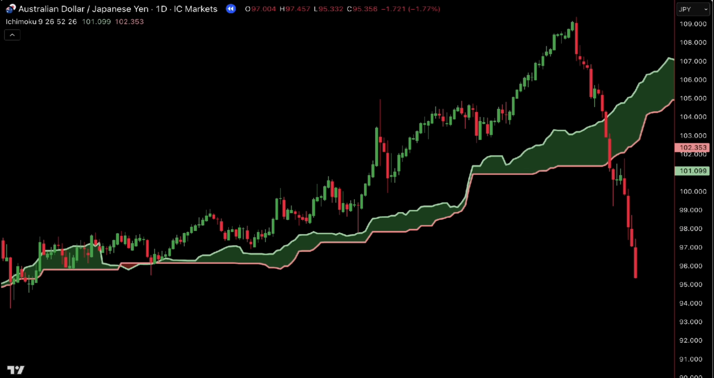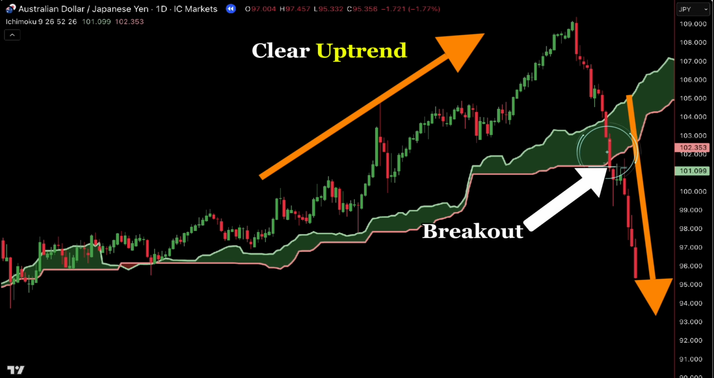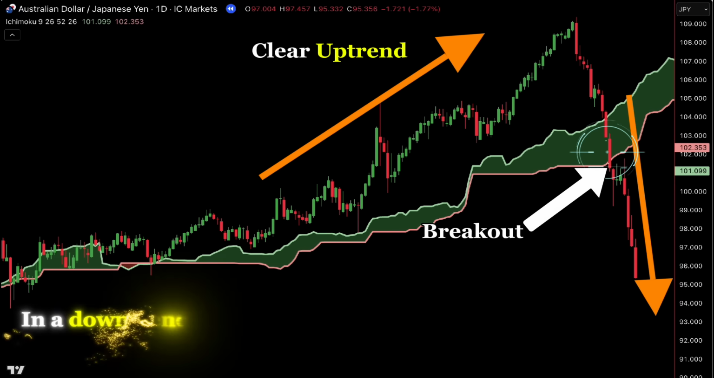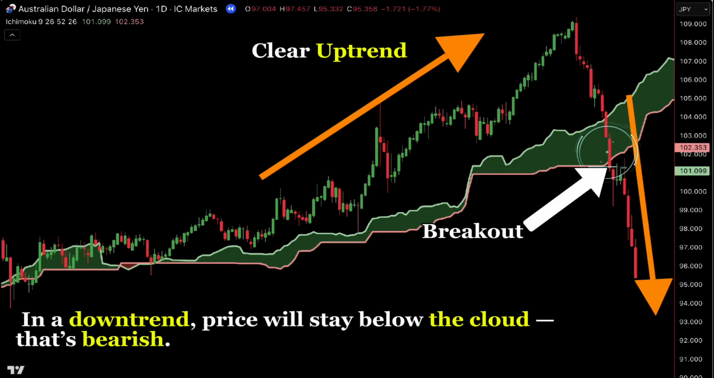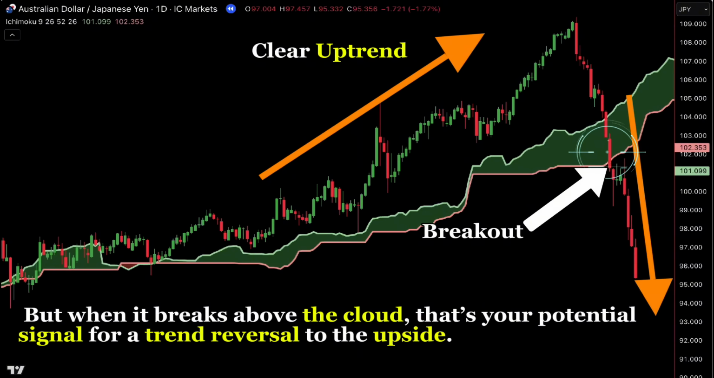Let's look at another chart example. This time, it's the Australian dollar, Japanese yen on the daily chart. The market had been trending above the cloud, which signals a clear uptrend. But right after price broke below the cloud, the trend shifted direction, turning from bullish to bearish. The same rule applies in reverse. In a downtrend, price will stay below the cloud, that's bearish. But when it breaks above the cloud, that's your potential signal for a trend reversal to the upside.